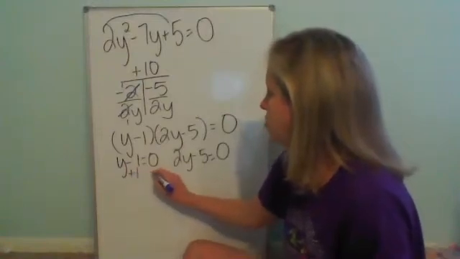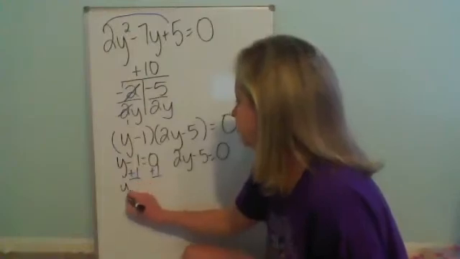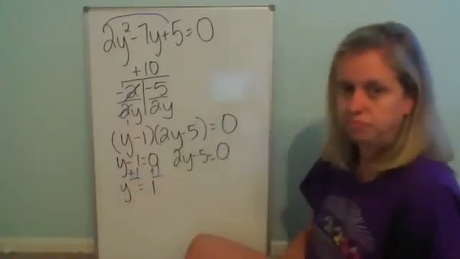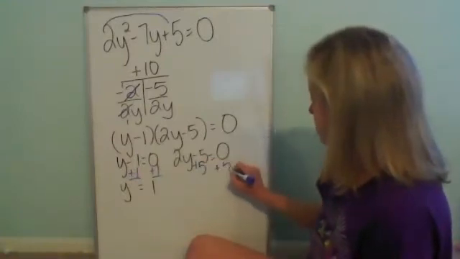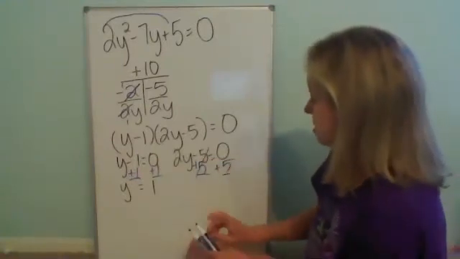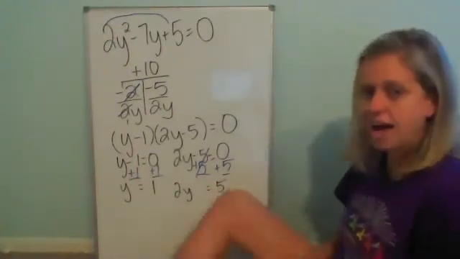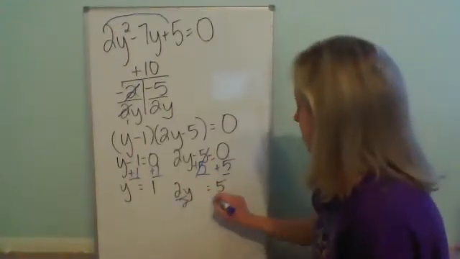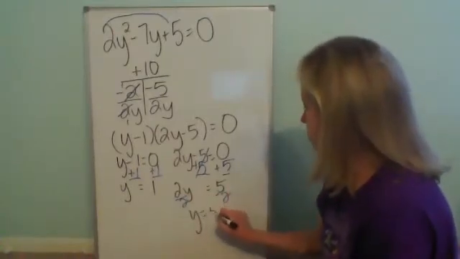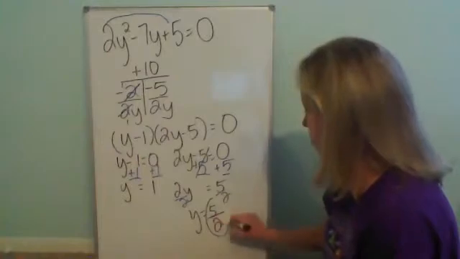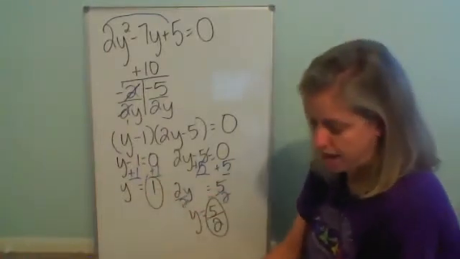So here you'll add the 1. So y equals 1. Here you'll need to add the 5 first, right, to get rid of the minus 5. So now you have 2y equals 5, and then divide by 2. So this other y is y equals 5 over 2. So 5 halves and 1 are your two answers.